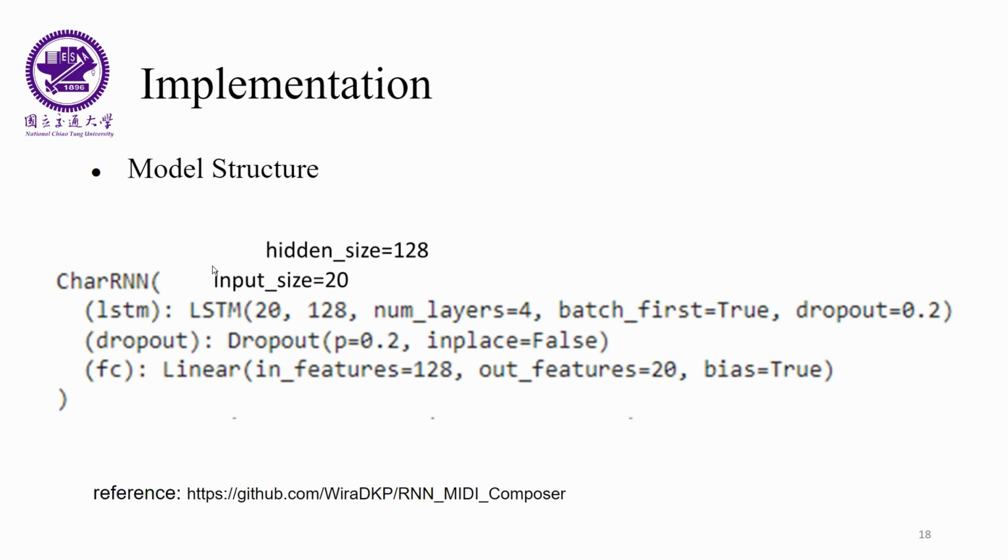And here's our model structure. We name our model CHARNN, which means character-based recurrent neural network. There are 3 layers: lstm, dropout, and fully connected layer. That's just as mentioned. We can see that the number 20 is the input size, and we convert it to 128 in the hidden layer.